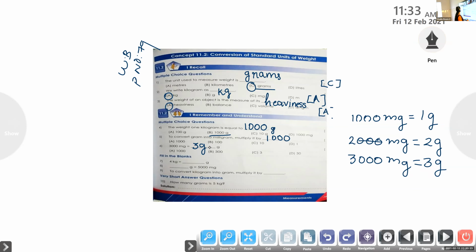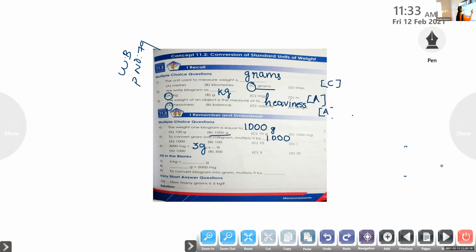4 kilogram equal to dash gram. 1 kilogram equal to how many grams? 1000. 1000 grams. So, 4 kilogram is equal to? 4000. Very good. 4000 grams. So, all of you, you only want to write 4000 here. 4000 gram. Very good, Naila.